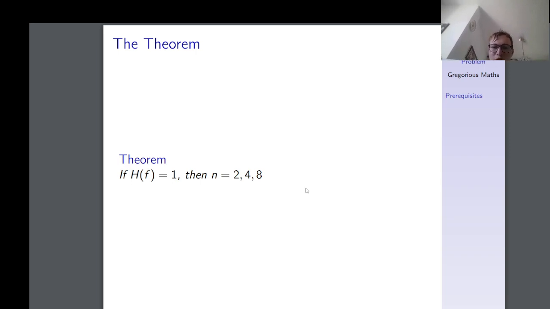But for us, we just want to prove that if the Hopf invariant is equal to 1, then n is either 2, 4, or 8. That is our theorem of the week. Okay, good.